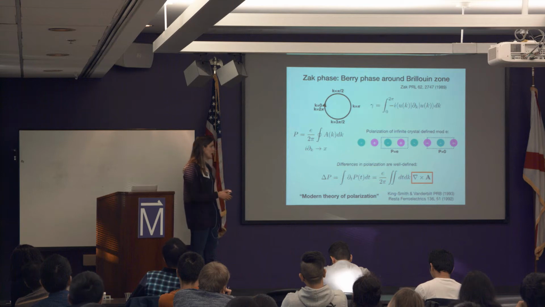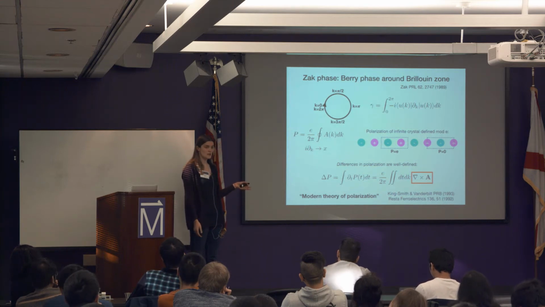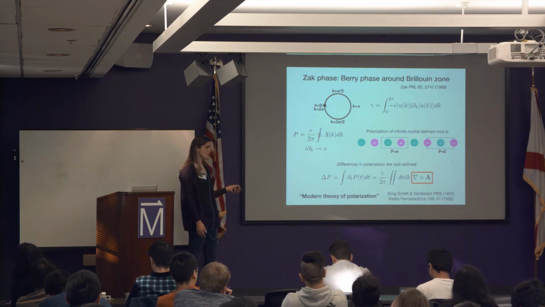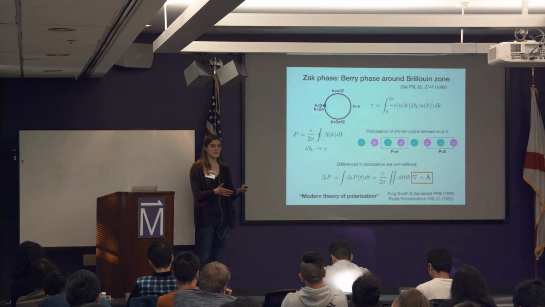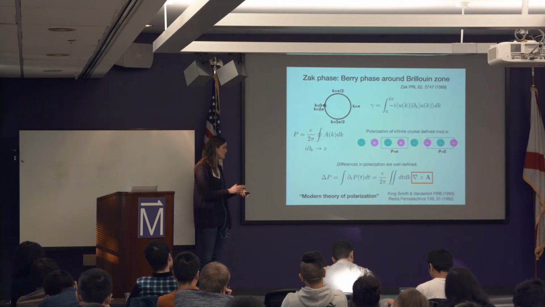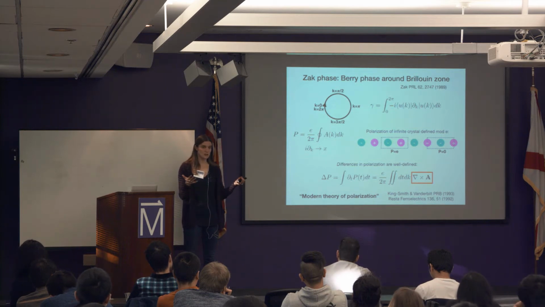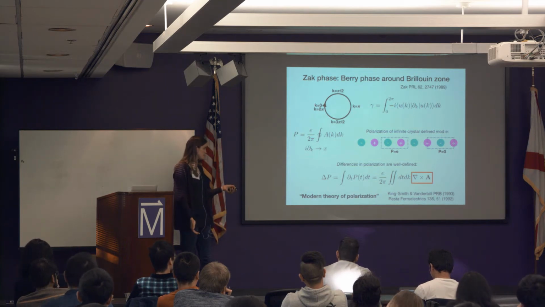The only thing that is actually a gauge invariant quantity, or doesn't depend on our choice of unit cell, is differences in the polarization. Similarly, the Berry phase by itself is not a gauge invariant quantity unless we take it mod 2 pi, but we can compare two different Berry phases, and no matter what gauge choice we make, the difference between them is something which is well defined.